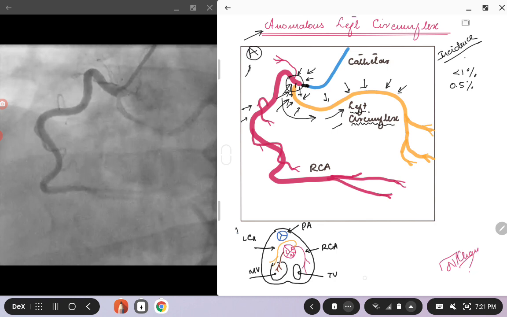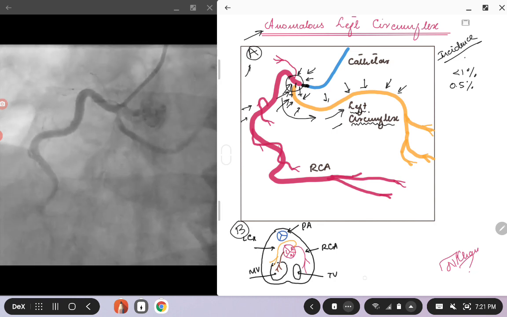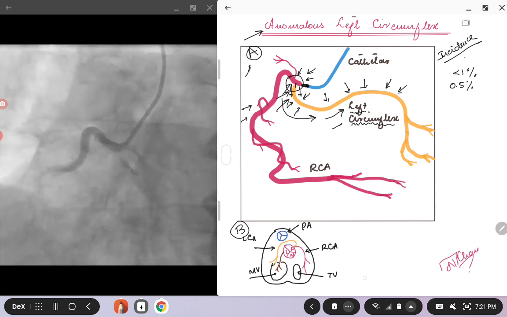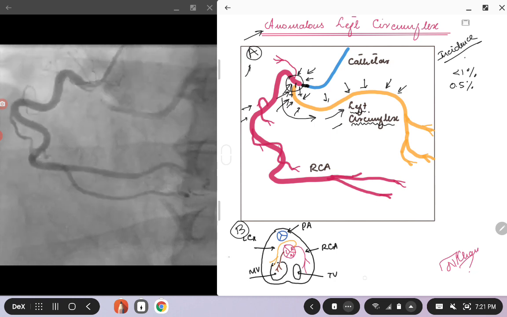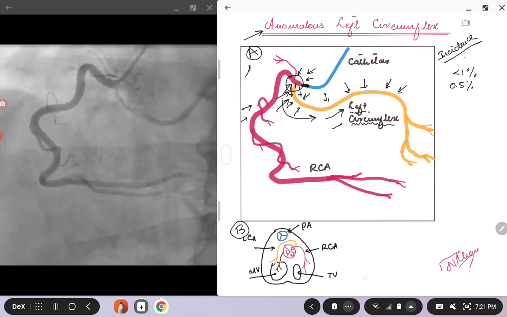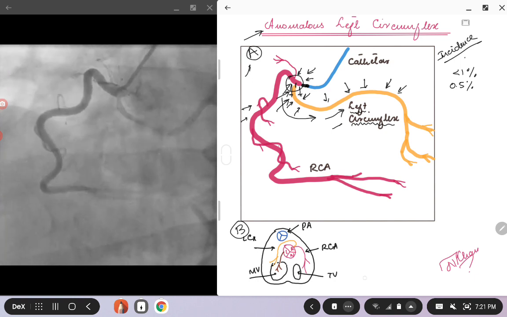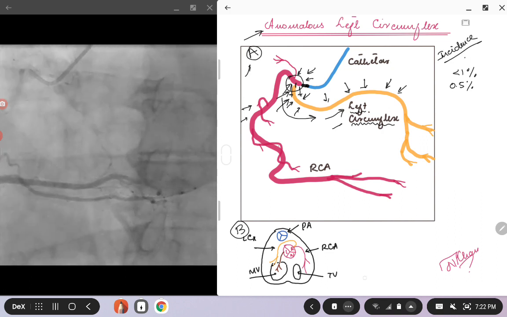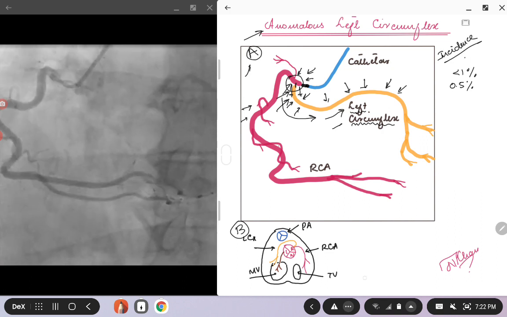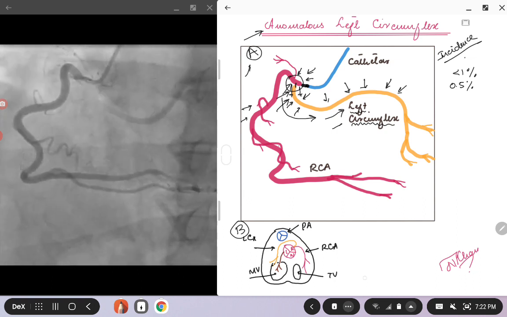With that, we come to picture B here, and this is what I was talking about: why is it important to know about this anomalous takeoff of the left circumflex coronary artery. And this is in very few patients. They might come in with some symptoms. It is important to note that for the most part it's a benign, incidental finding during coronary angiogram, but once in a while you might see patients who might have some symptoms.